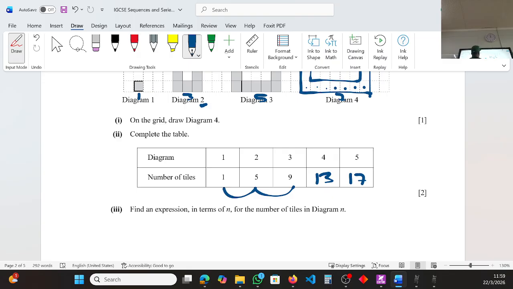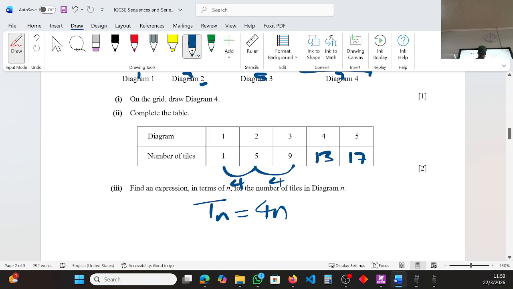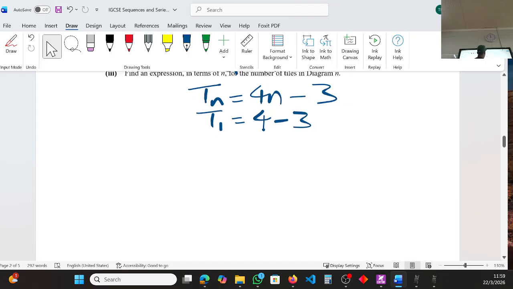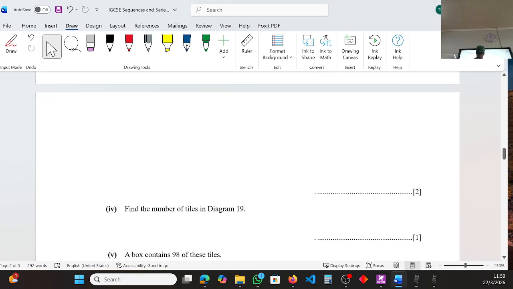So find an expression in terms of n for the number of tiles in diagram n. So it looks like all the time we are adding 4. So Tn will be equal to 4n. Then we'll test with the first position like we did before. If we have term 1, this is going to be 4 times 1, that gives us 4. But if we check here, we've got a 1. So what do we do to 4 to get 1? So we subtract 3. So on our formula, we also need to subtract 3. Then that becomes our formula for the nth term.